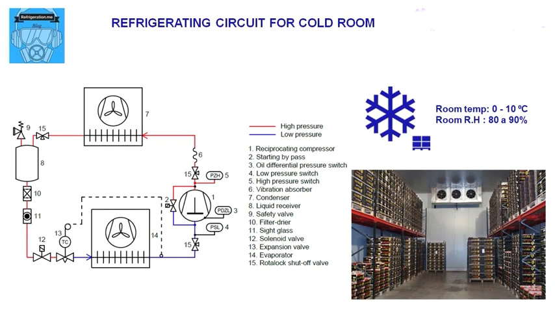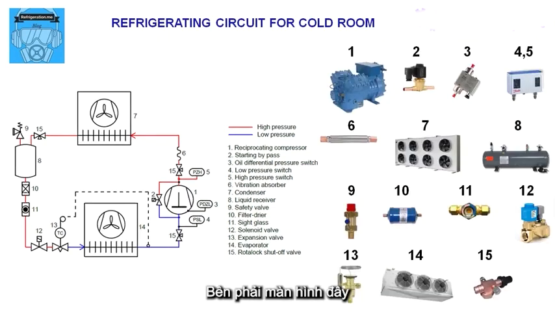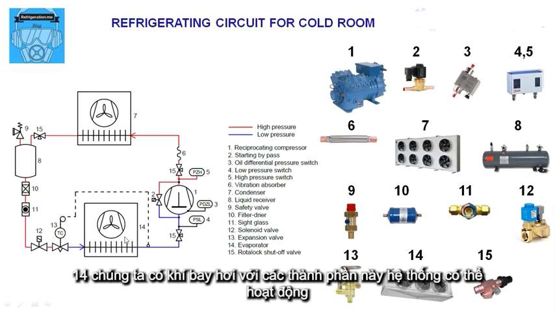We can see on the right of the screen here each component numbered and accompanied with a picture. First we have the four basic components. In number 1 we have the reciprocating compressor, number 7 is the condenser, number 13 we have the thermostatic expansion valve, and 14 we have the evaporator.